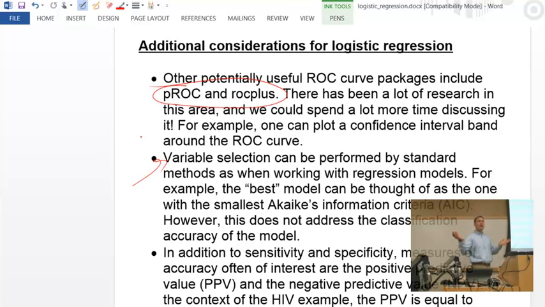What about variable selection? We talked about variable selection with respect to discriminant analysis. We talked about variable selection with respect to nearest neighbor classification. We said there's not a good thing to do.